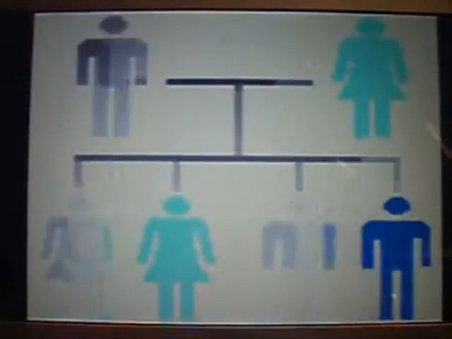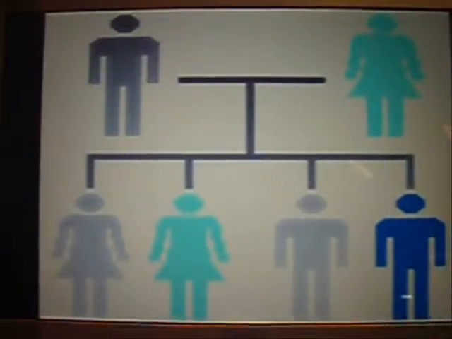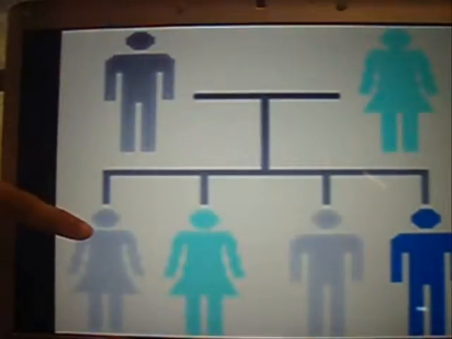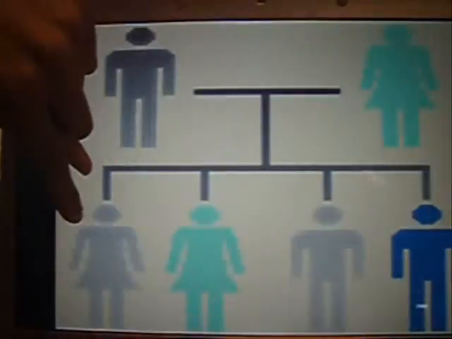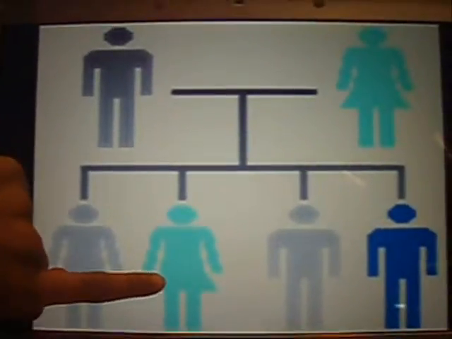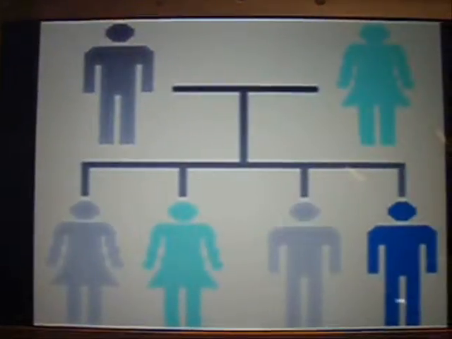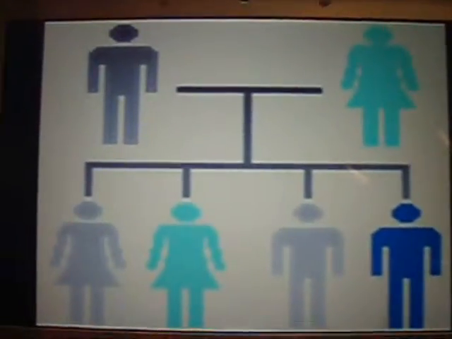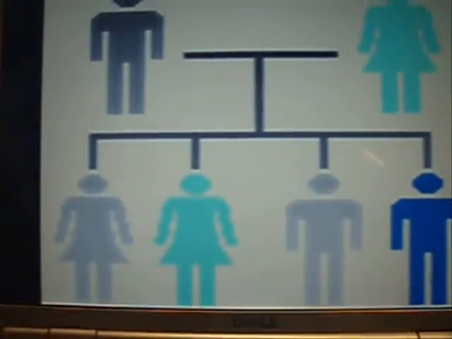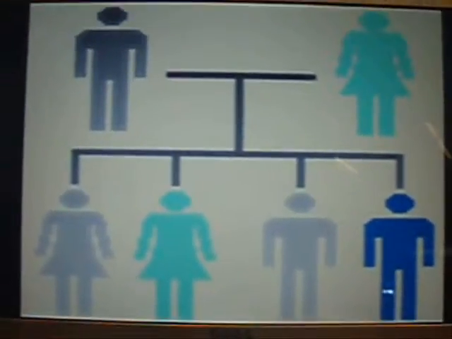Here is an example of it. The male and the female have four offspring. These two are perfectly normal. She's a carrier of the trait, and this male, unfortunately, is affected by the trait. Some of these traits can be deadly, some of them may not be.